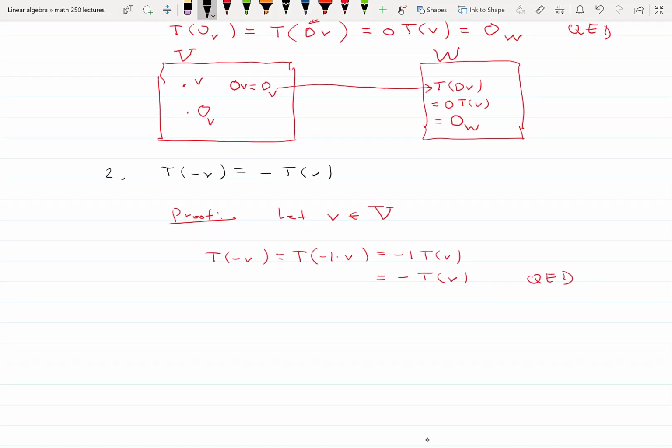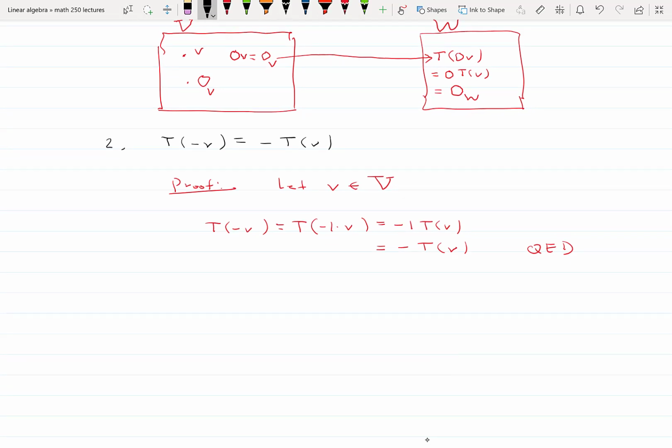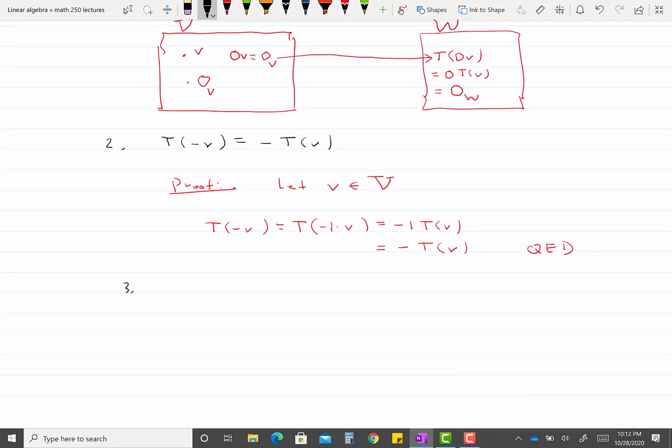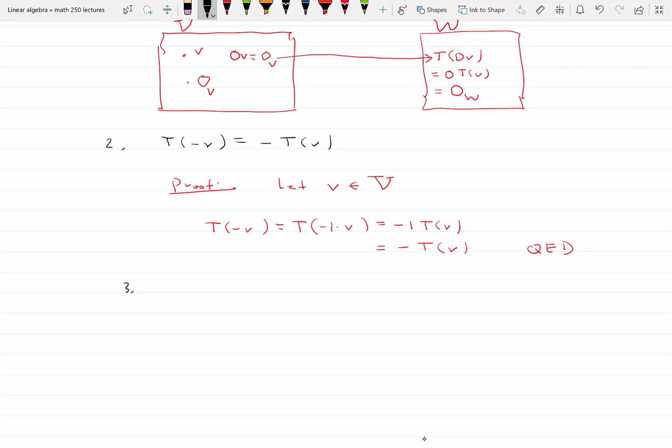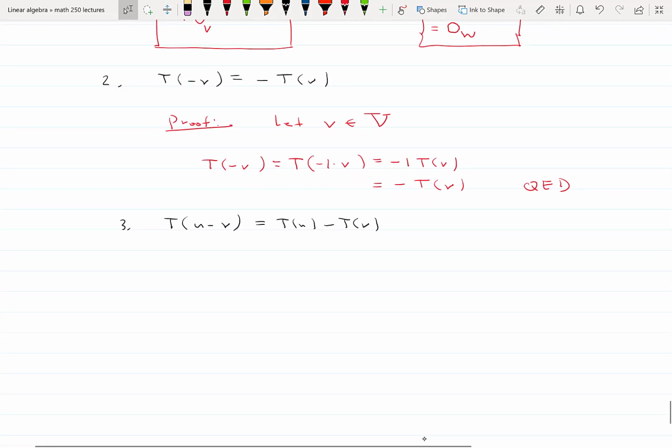So number 3, what do you suppose t of u minus v is? T of u minus v is t of u minus t of v. Okay. I'll do the proof real quick. It's very straightforward. Proof.